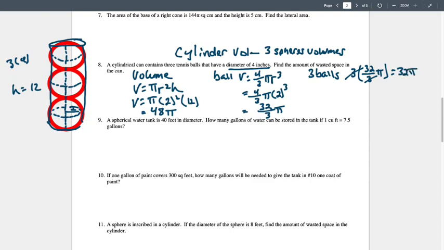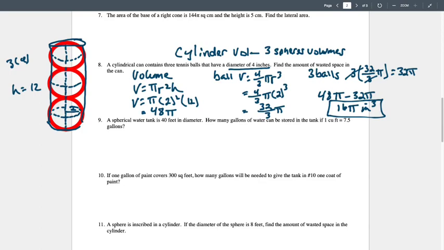So that's the balls. When we do the cylinder's volume, 48 pi, minus the 3 balls' volume, which is 32 pi, I'm going to get 16 pi, and my units are inches cubed. So that's the volume of wasted space, or the amount of wasted space in that can.